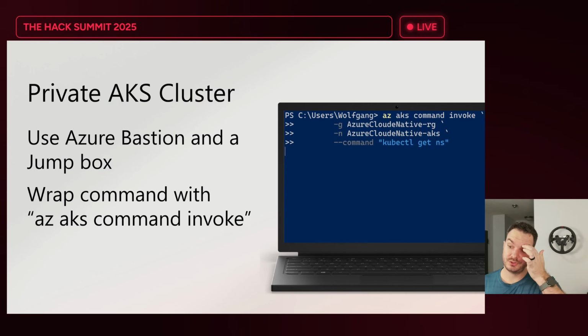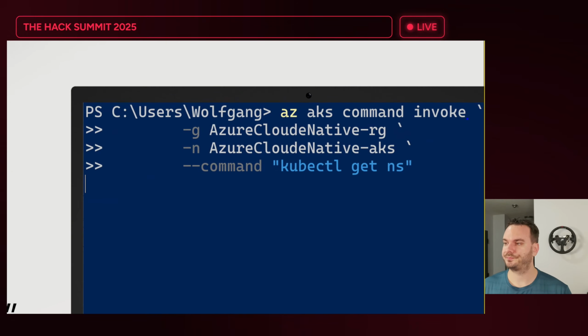Another option would be to use the easy AKS command invoke command to wrap your kubectl commands. So if you take a look here on the right side, we use this Azure CLI command. We provide the resource group of our AKS cluster, the name of our AKS cluster, and then we can wrap the command we send. In this case, kubectl get namespace. This works. I don't need any additional resources, but it can be quite annoying to type all of this. So if I want to have the next command, I have to type all of this again. So it works, but it's not very great to work with it day by day.